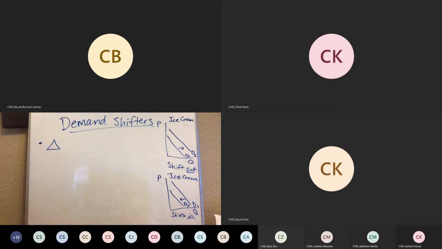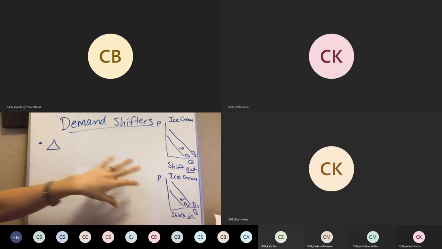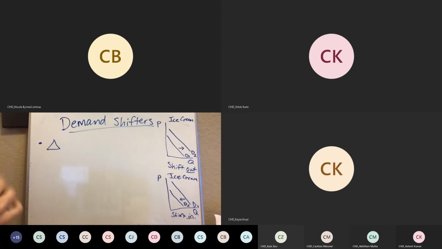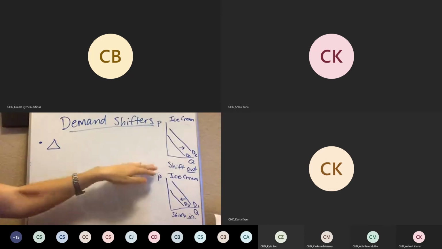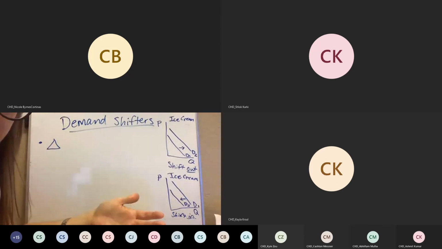Okay, right. So we can do this for any good. And so you guys can think about what those might be. So all of these, we're going to have five of them. They're going to start with delta, which means change in. Okay, so in physics, you've probably seen the symbol delta. It means change in. Okay, so these shifts can only happen if something changes, right?